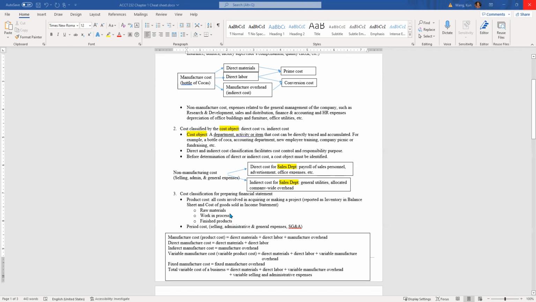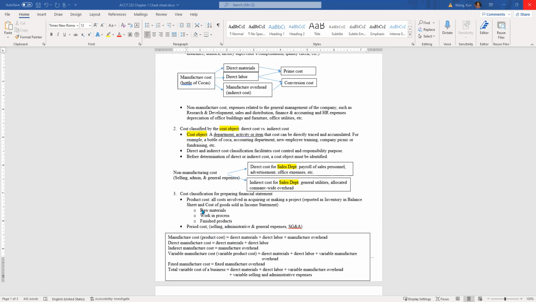And then the other way related to the manufacturing and non-manufacturing cost is the cost classification in preparing the financial statements, where we disclose the related cost in the different pieces of the financial statements. In this classification, we have product cost and then period cost.